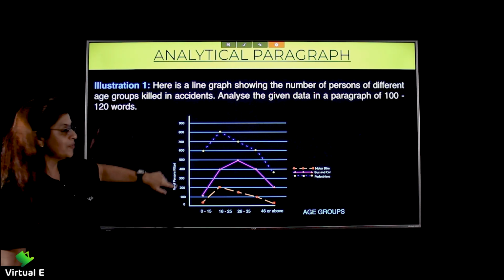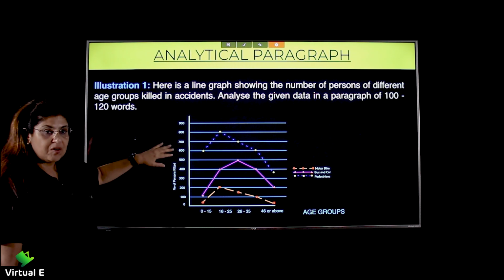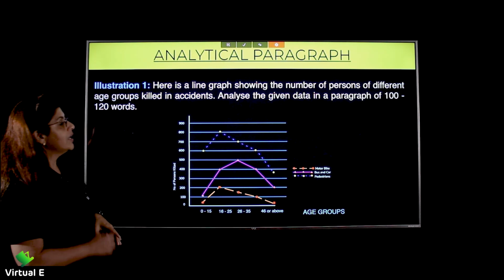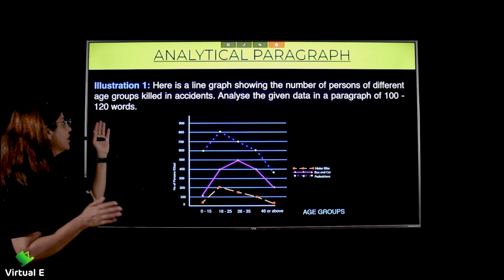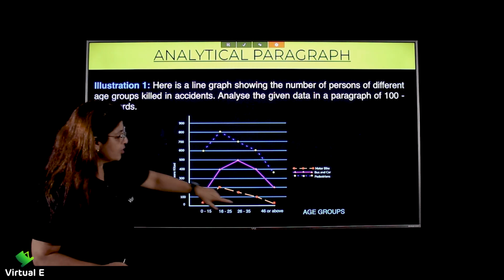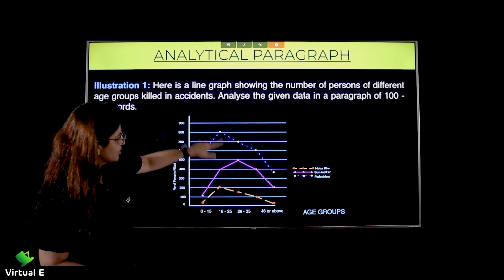Can you see the number of persons here? It's mentioned here, number of persons killed. You have to analyze the given data in a paragraph of 100 to 120 words. Now, let's look at this closely. You can see three different notations here.